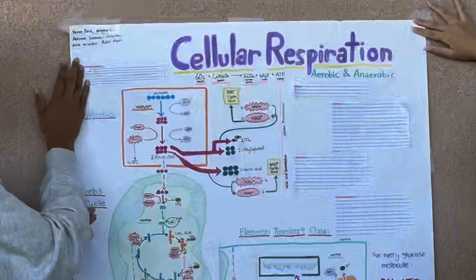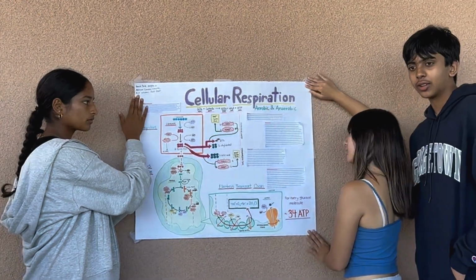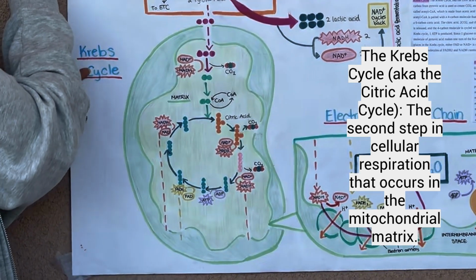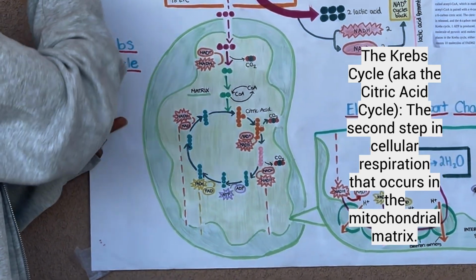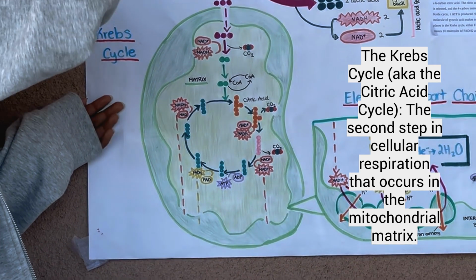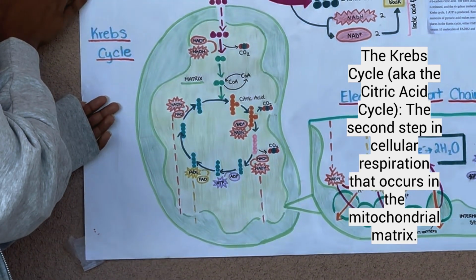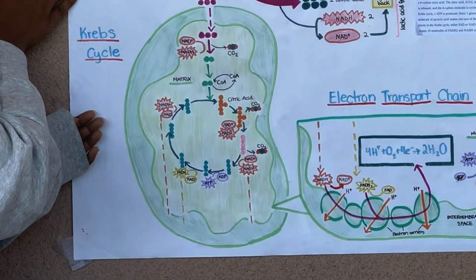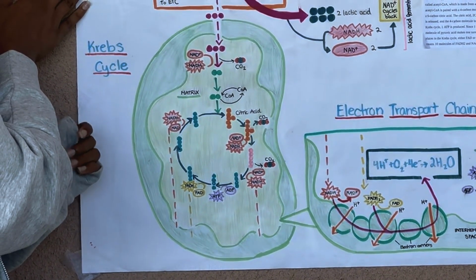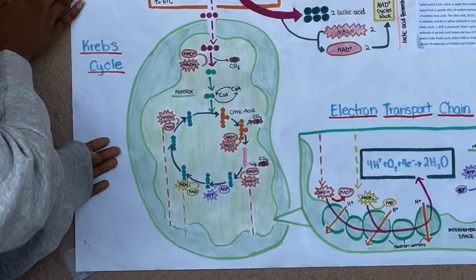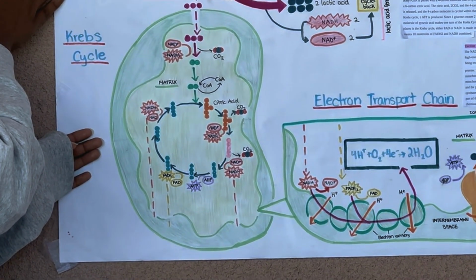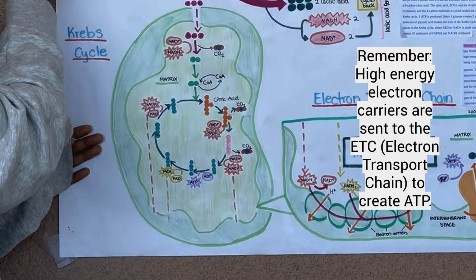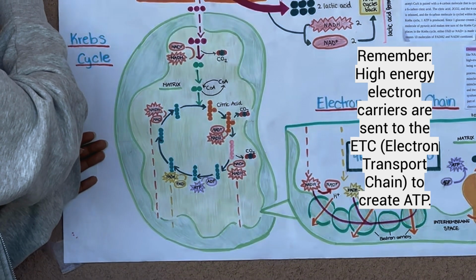The second process of cellular respiration is called the Krebs cycle. The Krebs cycle, also known as the citric acid cycle, takes place in the mitochondrial matrix. The Krebs cycle uses pyruvates from the glycolysis and pairs them with other molecules to create citric acid and a carbon dioxide. The citric acid is broken down and cycled through the Krebs cycle to create high energy electrons, which are paired with NAD plus and FAD to create FADH2 and NADH. These high energy electron carriers are sent to the ETC to create ATP.